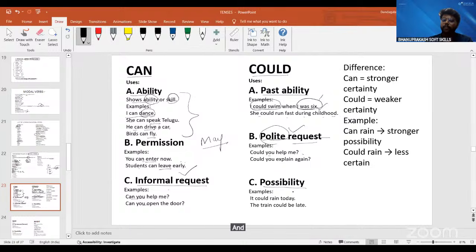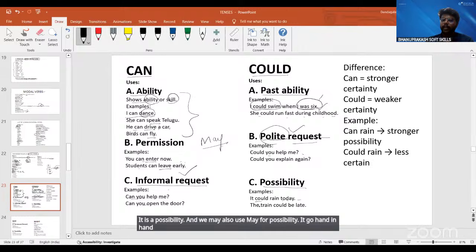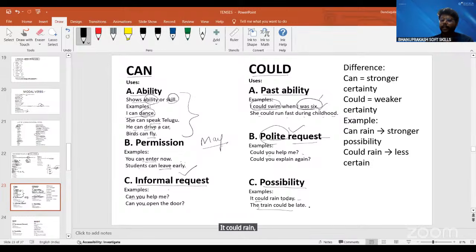And possibility. And for possibilities also, like it could rain today. It is a possibility. And we may also use may for possibility. They go hand in hand. It could rain today. The train could be late.